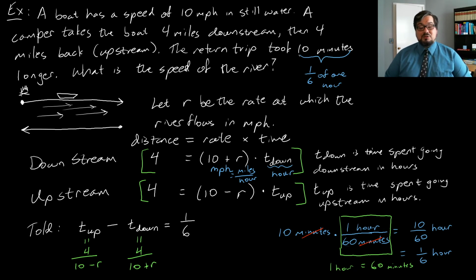So the time spent going upstream is 4 divided by 10 minus r. Time spent going downstream is 4 divided by 10 plus r. And we're told that the difference between those two times is 1/6. All right, that was a lot of setup, but now we actually have an equation that we can work with. So let's go to another page to finish this problem.